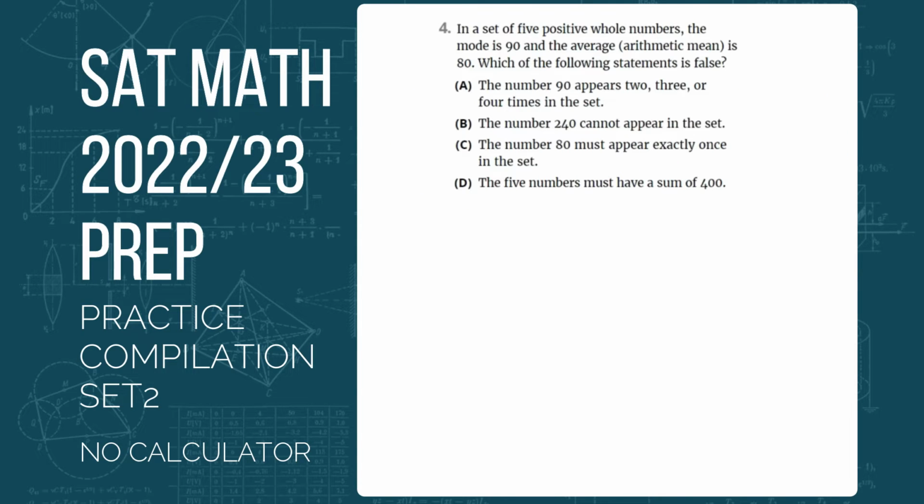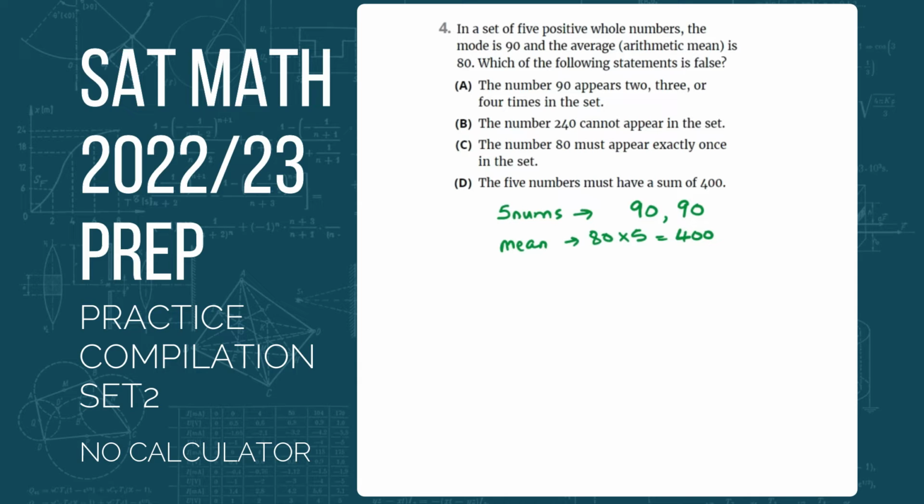In a set of 5 positive whole numbers, the mode is 90. That means of the 5 numbers, at least 2 of the numbers have to be 90 and 90. And the average, arithmetic mean, is 80. 400 is the sum of all your 5 numbers. Which of the following statements is false?